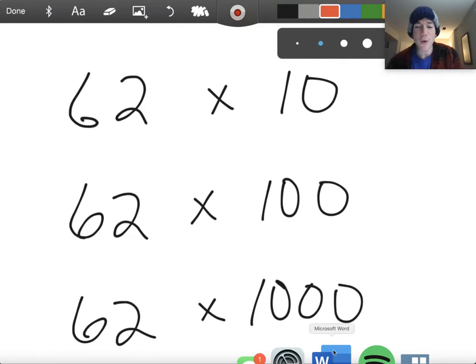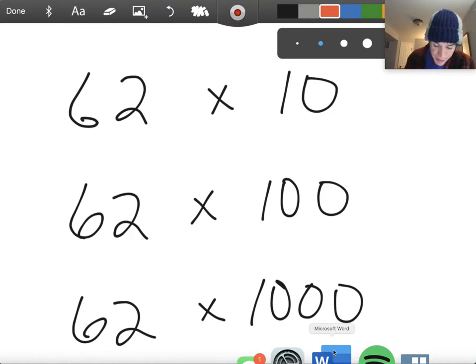Hey guys, today we are going to be reviewing the concept of multiplying and dividing by tens, hundreds, and thousands. Just as a reminder, when we multiply by 10, remember we are moving over one place value because every place value is 10 times bigger than the place value next to it. One way we can do that is we can just move the decimal one time to the right.